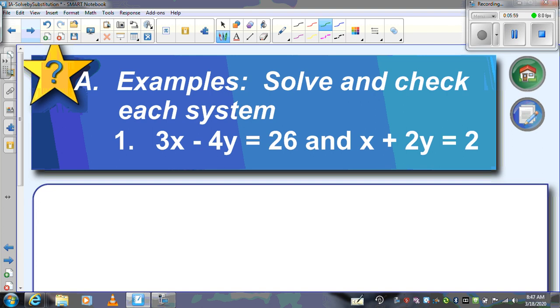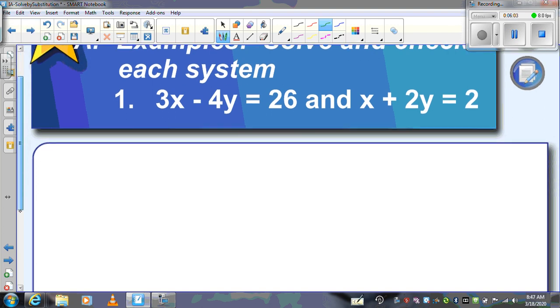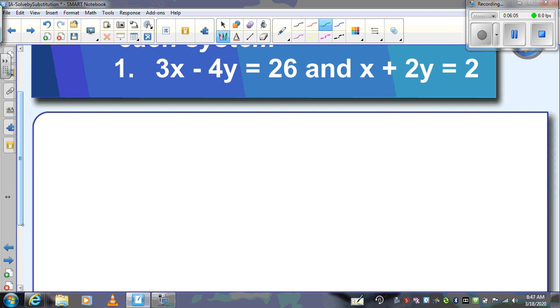So let's see, example: solve and check the system of equations. We need to get one variable all by itself, just one. I'm looking at this and I'm thinking that this variable is the easiest to solve for. So I think I'm going to move the 2y over. So now I get x is equal to 2 minus 2y.